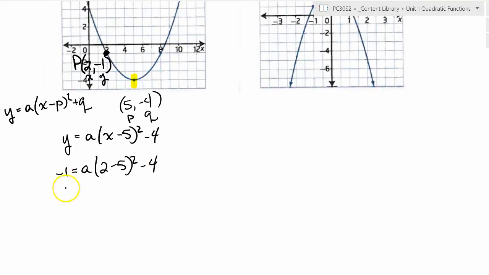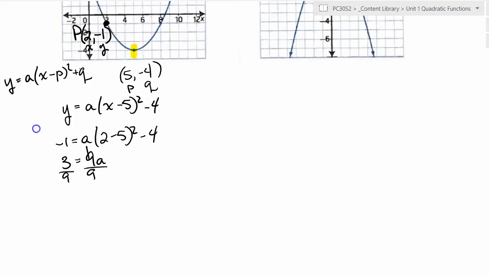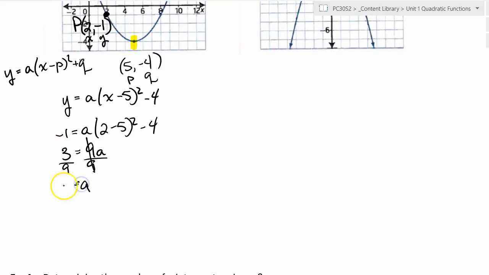So I can move the 4 over, and that gives me 3 equals 2 minus 5 is -3, squared is 9. So I've got 9a equals 3, divide by 9, gives me a fraction that I can reduce, so a is 1/3. Now that I know a, and I've filled in p and q, now I can write my final answer. Y equals 1/3 x minus 5 squared minus 4.